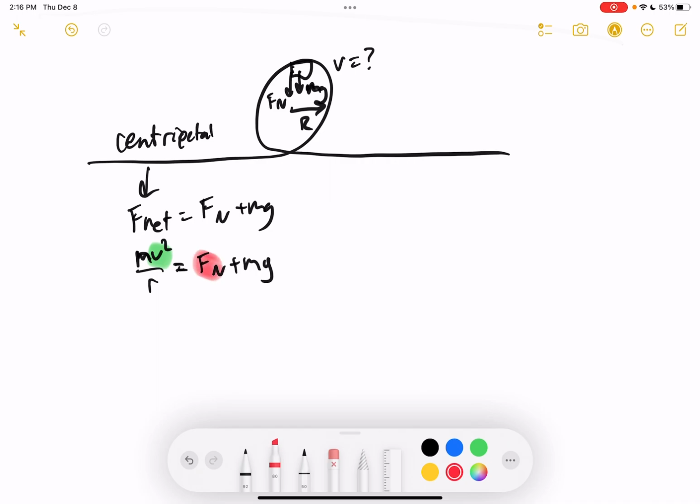So the thing I'm trying to change is my Fn. The smaller the Fn is, the lower the velocity. Or another way to think about it is, the faster you go, the stronger the track needs to be able to hold that block going in that circle.